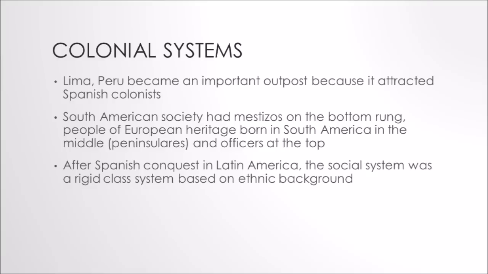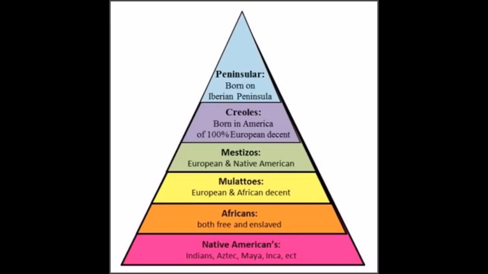South American society had mestizos on the bottom rung, people of European heritage born in South America in the middle, the peninsulas, and officers at the top. After the Spanish conquest in Latin America, the social system was a rigid class system based on ethnic background. In this diagram, you will see the very rigid class structure.